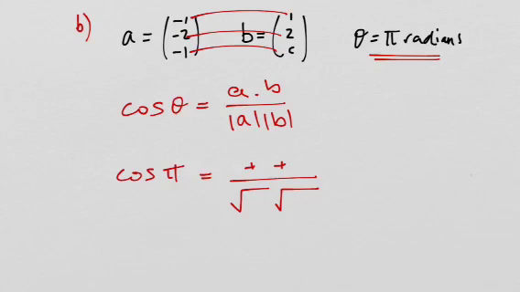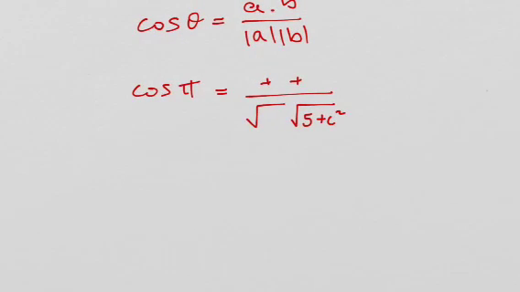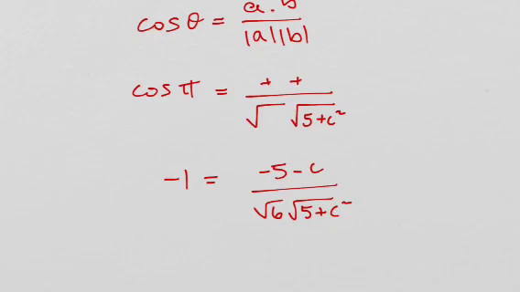So you're going to have a little formula in here. And let me tell you what it is. 1 squared add 2 squared is 5, add c squared. So you're going to end up with a wee formula in here. Now, cos pi we know is -1. The top, if you do it properly, should become -5 minus c. The bottom should be √6 times √(5 plus c squared).